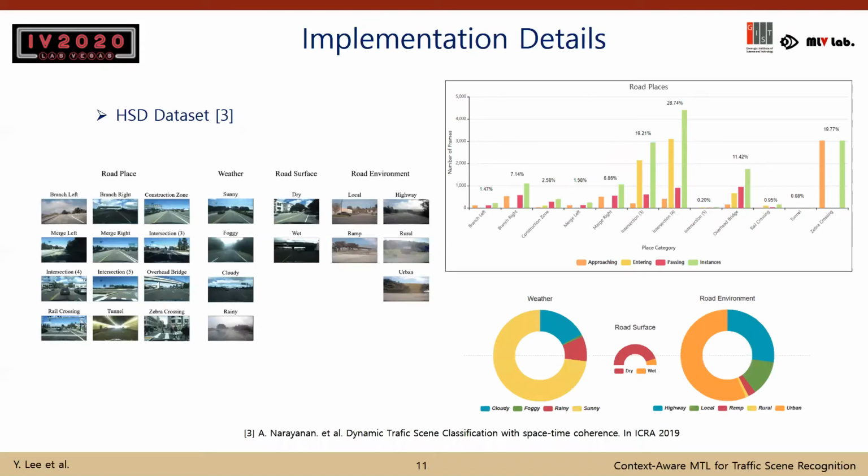To validate our methods, we use the Honda Scenes dataset, named HSD. The Honda Scenes dataset is a large-scale annotated dataset created to enable practical scene classification. The dataset contains 80 hours of diverse, high-quality driving video samples collected in the San Francisco Bay Area, USA. The dataset contains temporal annotations for road place, weather, road environments, and road surface conditions.